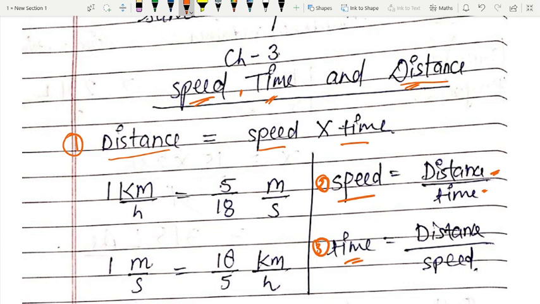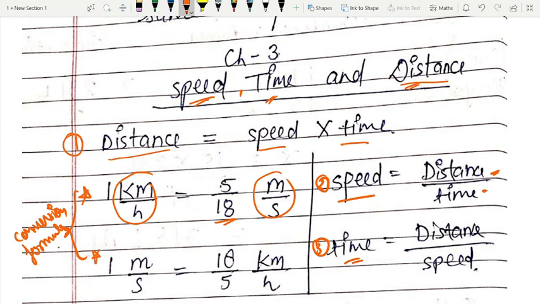You just write down these formulas in your copy, and after that there are two conversion formulas. To convert kilometer per hour into meter per second, we multiply by 5 upon 18. These are very important. Just make a note of them.